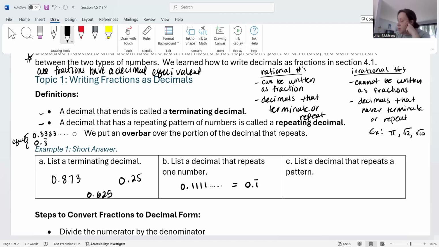It says for part C, list a decimal that repeats a pattern. I don't really want to say repeats a pattern. I like to think of it more as a sequence of numbers. So it repeats a sequence of numbers.